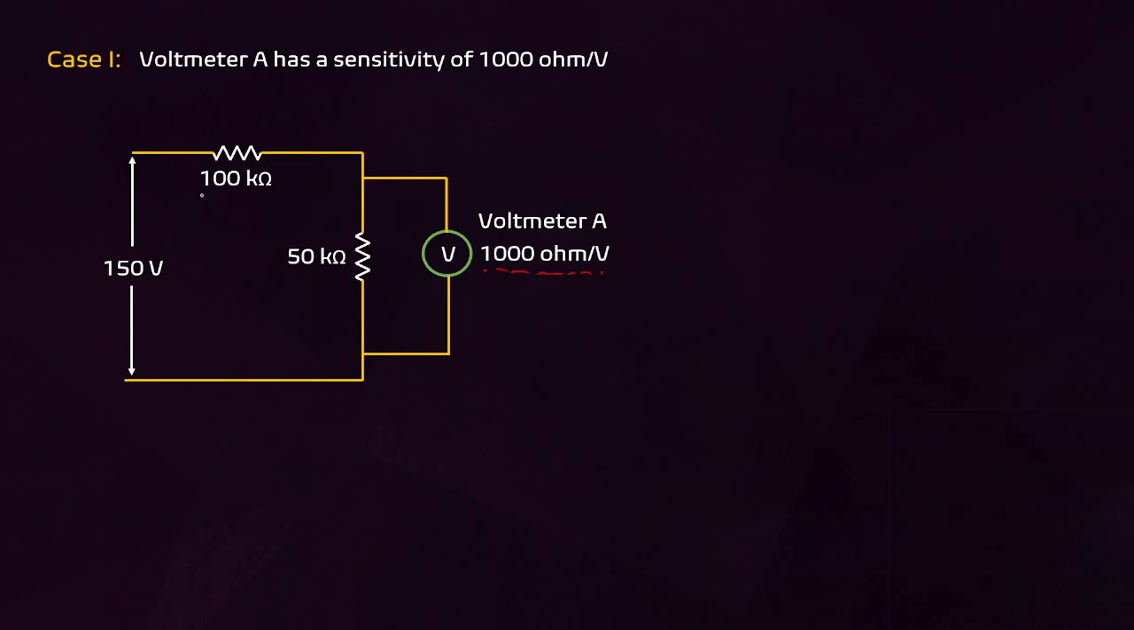For this we already saw this circuit. Here it is 100 volt and here it is 50 volt, right? Now let me find the internal resistance of this voltmeter. So Ra is equal to 1000 ohm per volt into, what is the voltage? 50 volt. Now what is it coming? 50,000 ohm, or 50 kilo ohm, right?